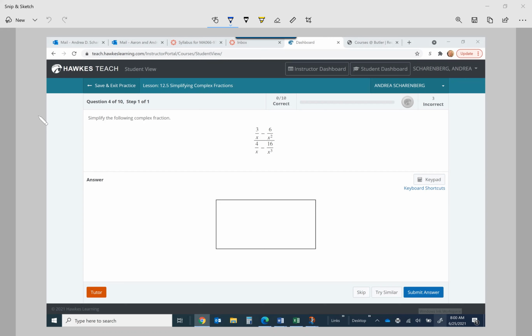Don't let this one scare you too much. There's quite a few problems that really aren't too bad. When you see that big division sign in the middle, just think to flip and multiply. This one, I chose it because it's a little bit more challenging.